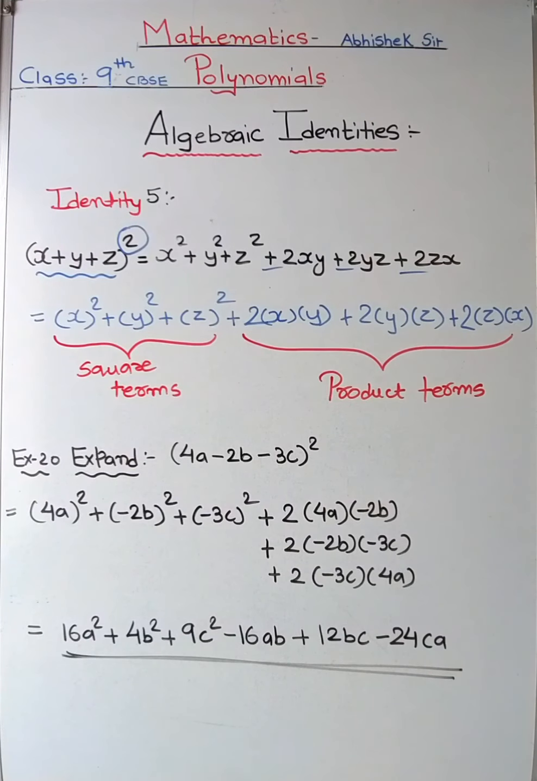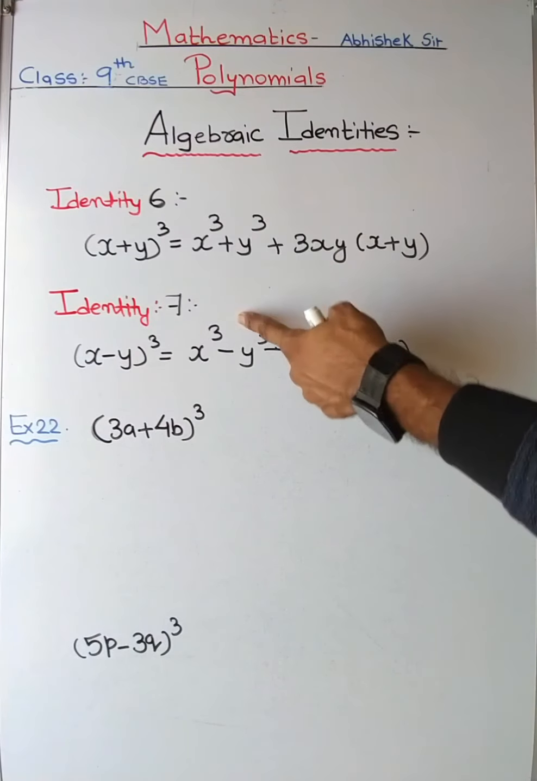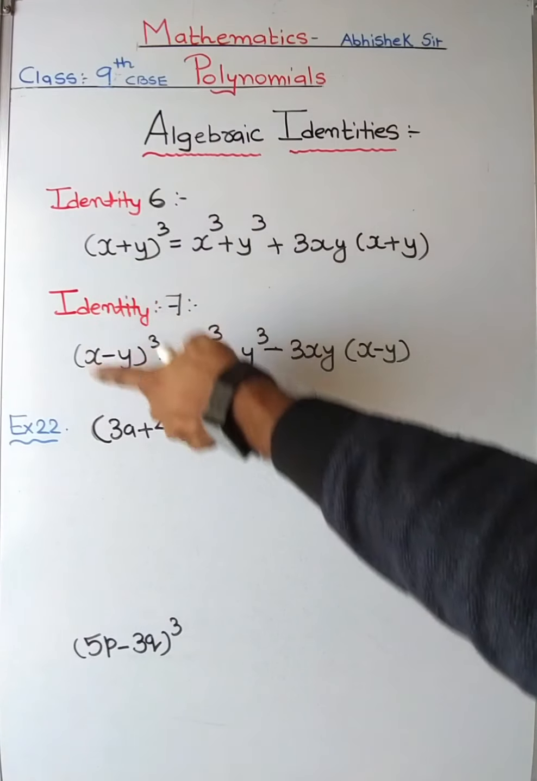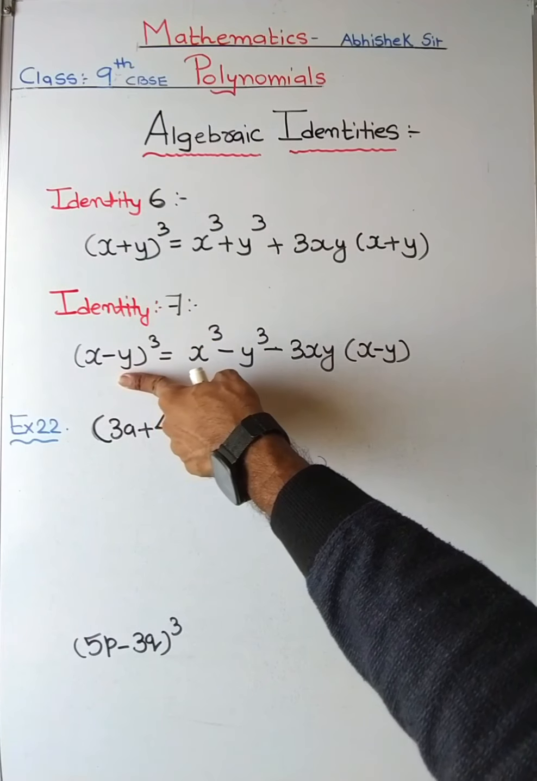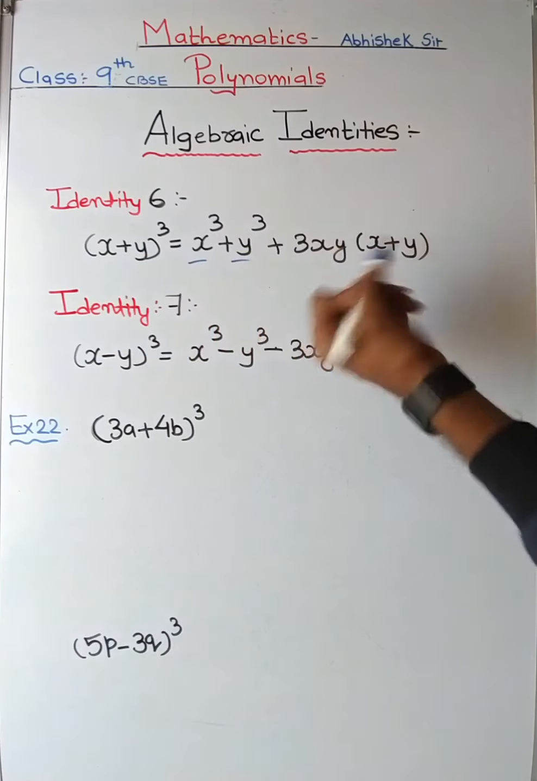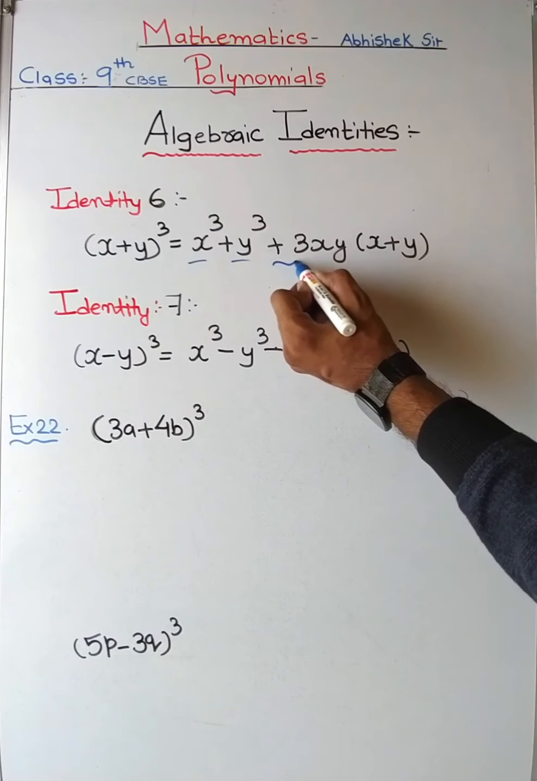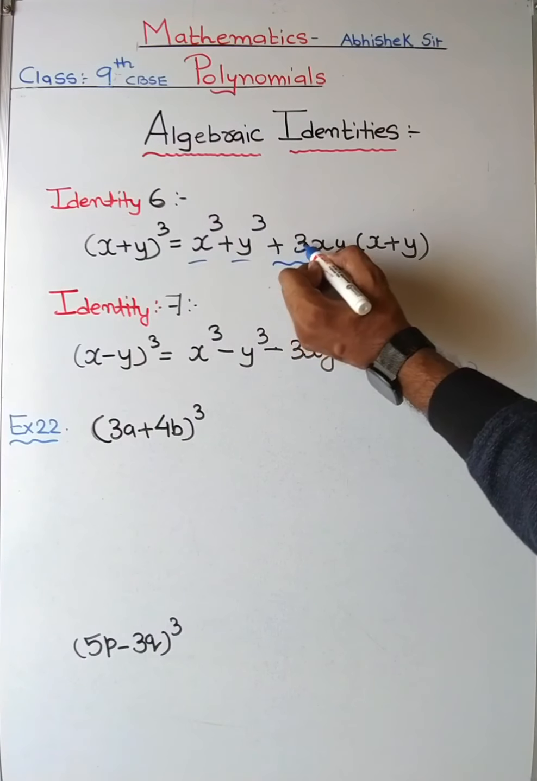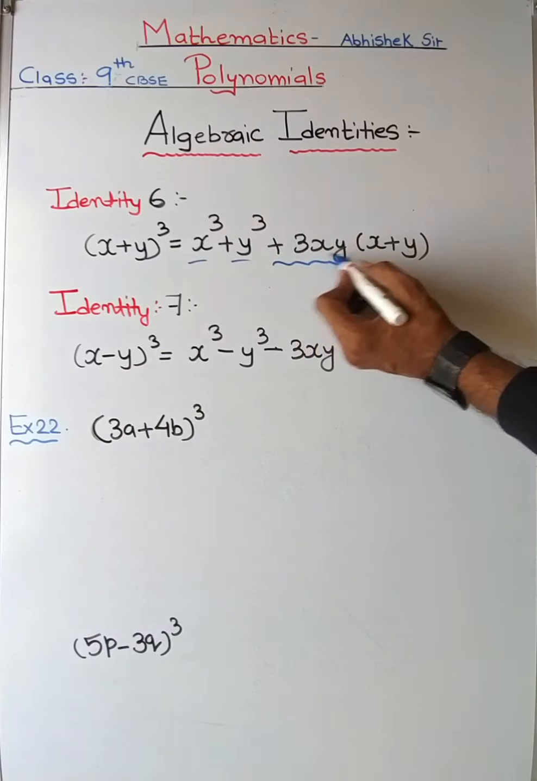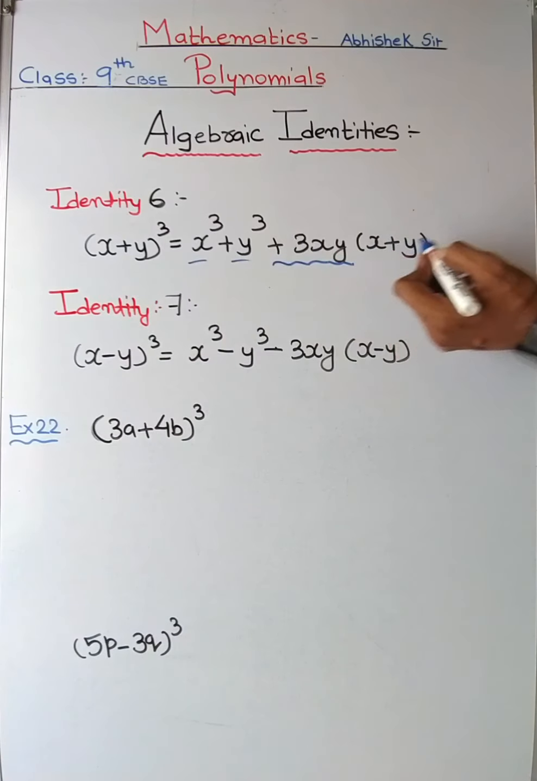Okay. Moving on to the next identity. The sixth identity is for whole cube, and sixth and seventh identity is almost similar, just the difference is that one is x plus y and one is x minus y. So (x + y) whole cube, the first two whole cube terms, x cube plus y cube plus 3 into xy plus 3 will be the rule. xy is the product of these two numbers, and in the bracket again we have to repeat x plus y.